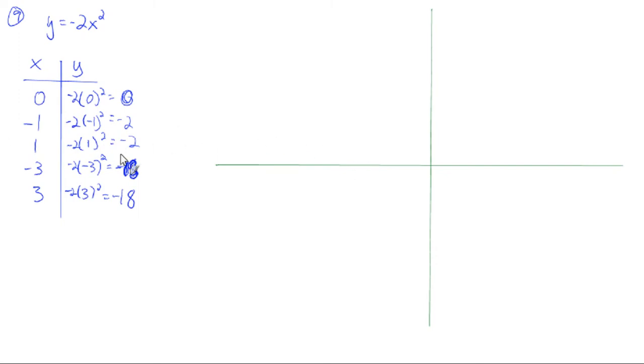Alright, so let's plot some points. We've got 0, 0. We are going to want to go all the way down to negative 18. So this could be negative 9, and these could be 3 each. Alright, so 1 comma negative 2. So this would be 3, so that would be right about there.